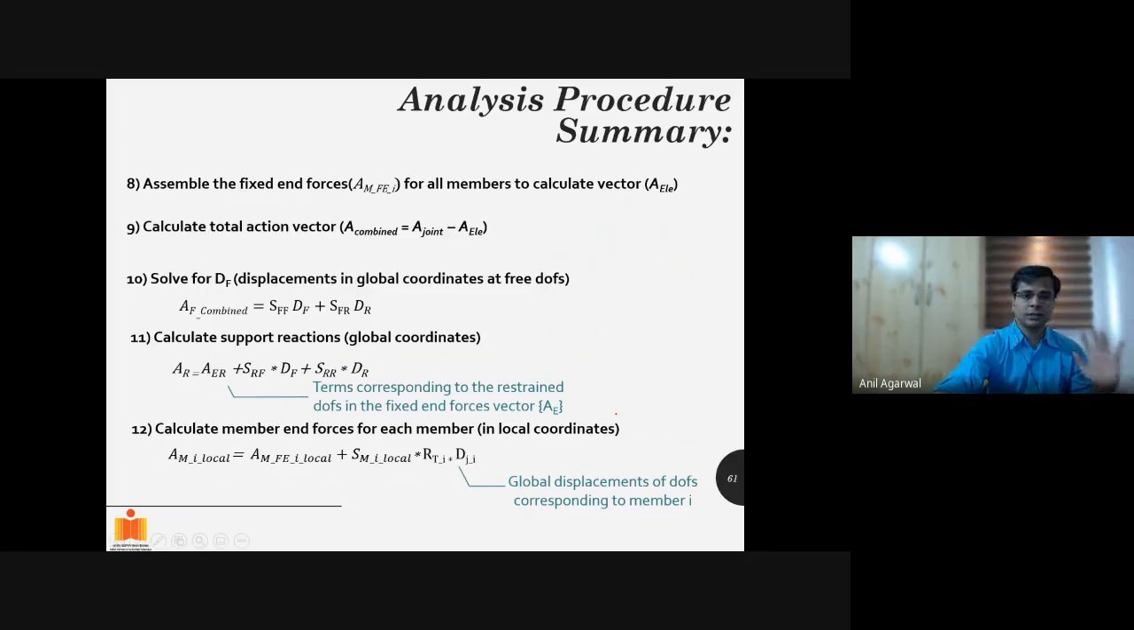I have just completed this entire process. I don't want to go through it again. It will be boring for you also. But please go through this slide. These two slides are very critical, 60 and 61, to understand the entire process.